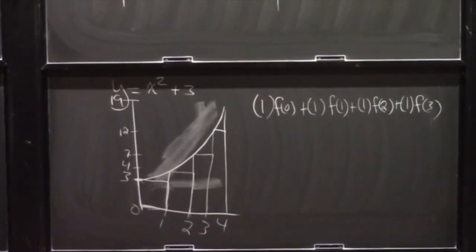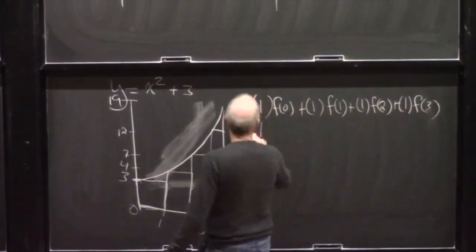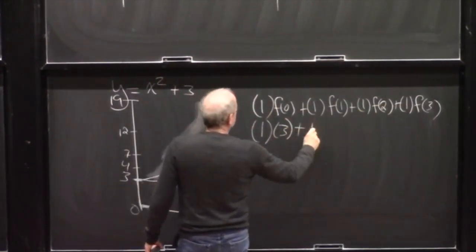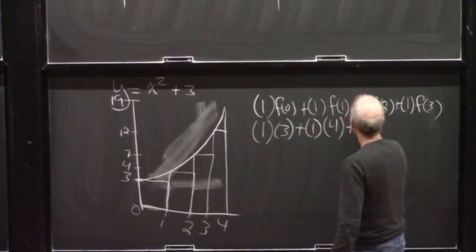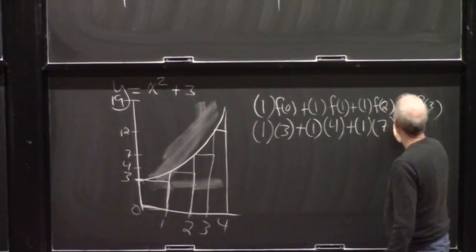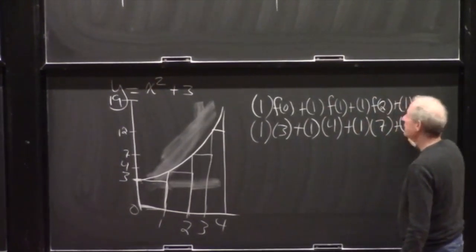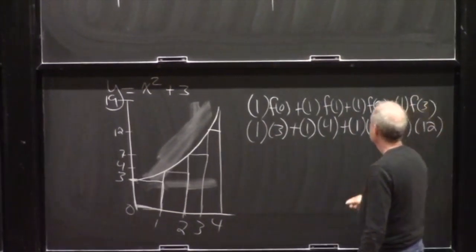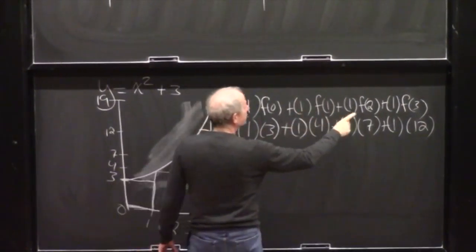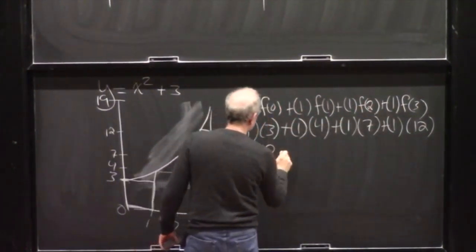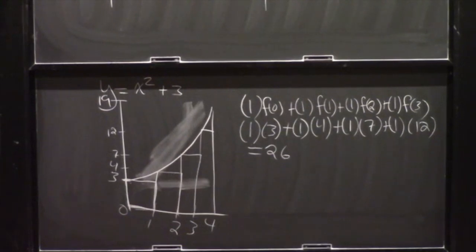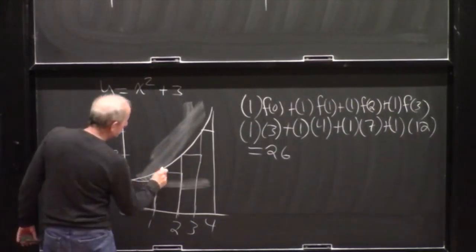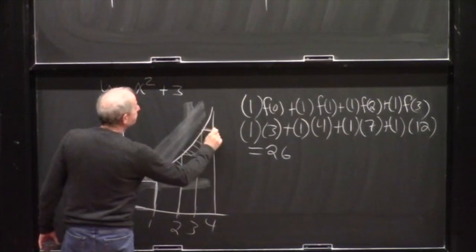Now I add these up. So what is f of 0? f of 0 is 3. f of 1 is 4. f of 2 is 7. And f of 3 is 12. And I add it up, and I get 3, 7, 14, 26. I said, well, the area is about 26. It's bigger than 26, because I know I'm not getting the whole area. I'm missing all of that.